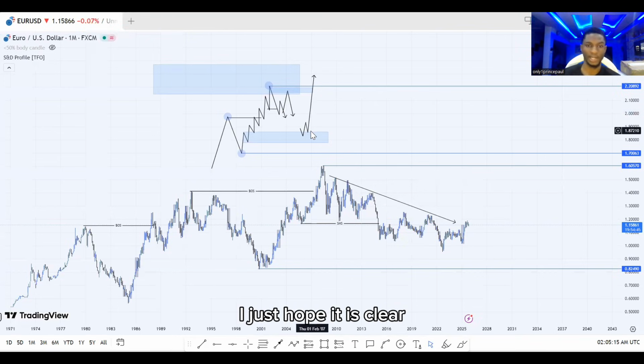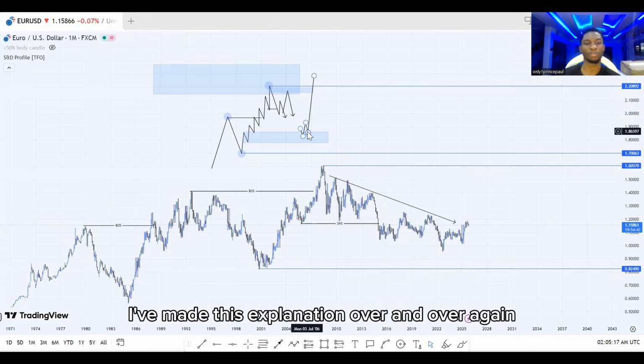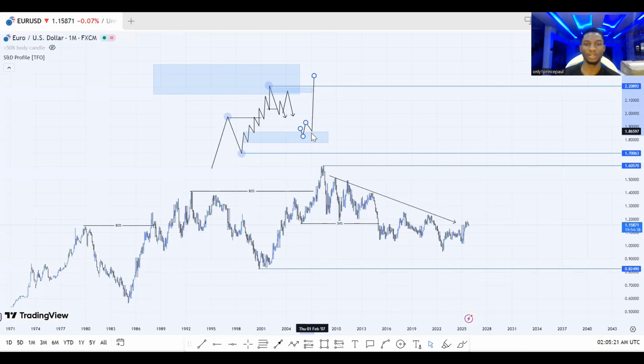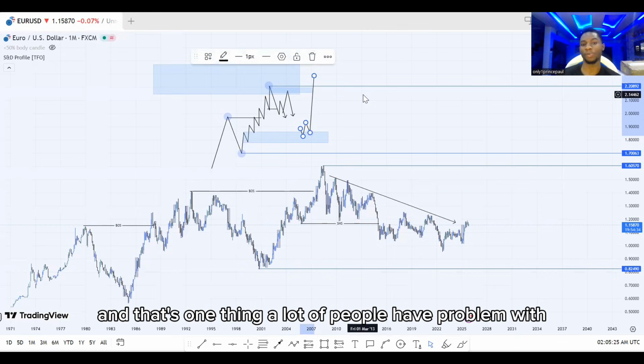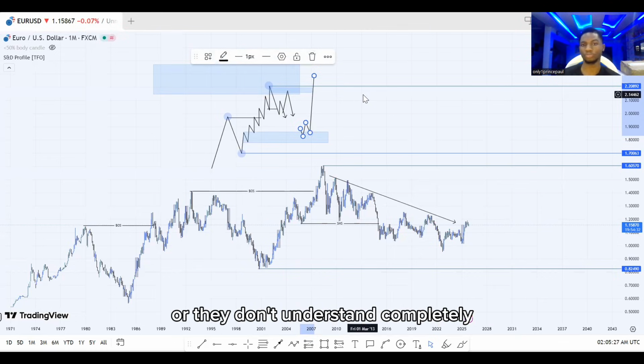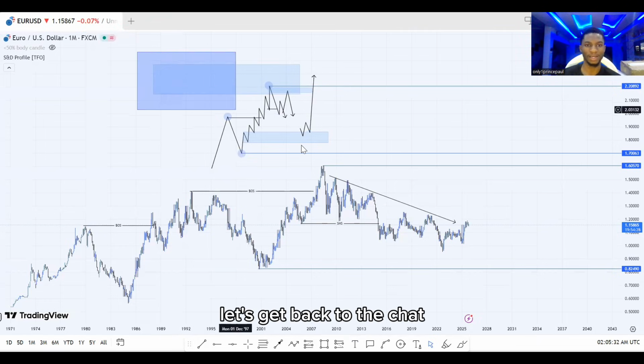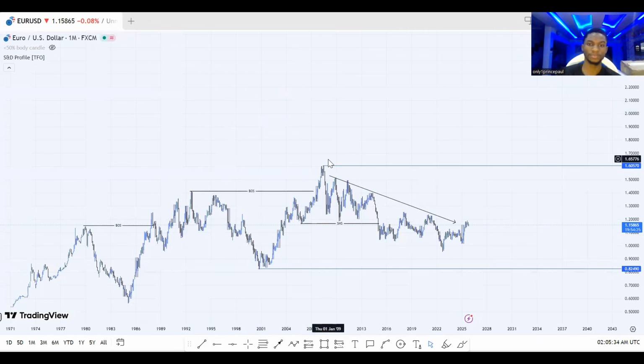I just hope it is clear. I've made this explanation over and over again, and I love to make the explanation because I see that that's one thing. That is basically structure, right? Understanding structure. And that's one thing a lot of people have problem with, or they don't understand completely. So that's that about that. Let's get back to the chart.